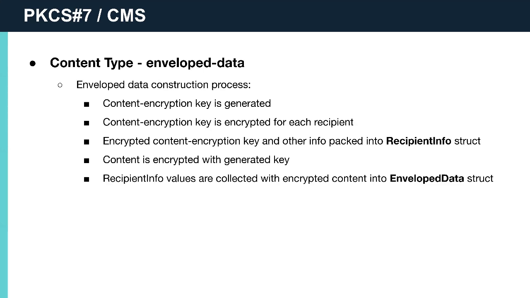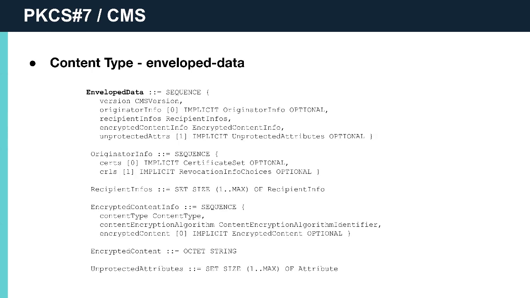The construction process for an envelope data, you first generate a content encryption key. That content encryption key is encrypted then for each recipient so that they can decrypt it on the receiving end. The encrypted content encryption key and some other info are packed into what they call a recipient info structure. The content's actually encrypted then with that generated key, and the recipient info structures are collected up and packed into an envelope data structure. So you can see this one's a little bit more in depth. It also changes slightly if you're using RSA or ECC.